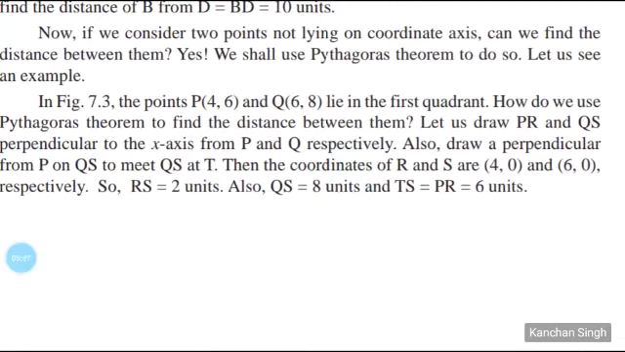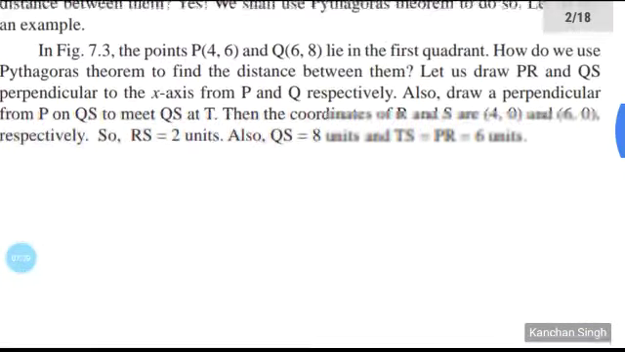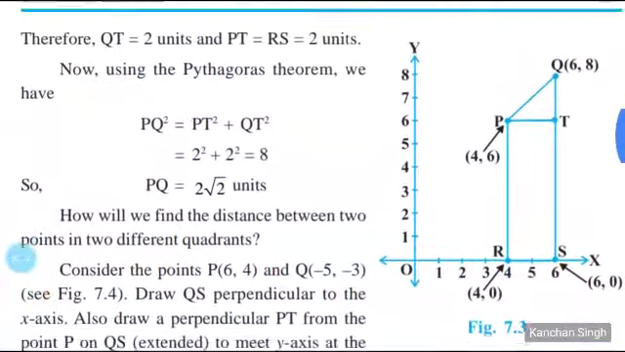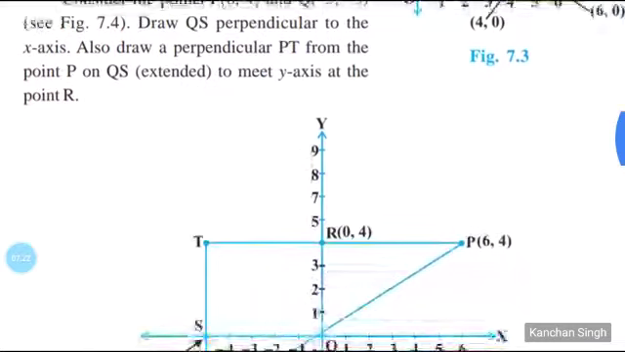Let us draw PR and QS perpendicular to the x-axis from P and Q respectively. Also draw a perpendicular from P on QS to meet QS at T. Then the coordinates of R and S are (4, 0) and (6, 0). So RS is equal to 2 units, QS is equal to 8 units, and TS is equal to PR, which is 6 units. So PQ square is equal to PT square plus QT square, 2 square plus 2 square, 8, so PQ is 2 root 2 units.